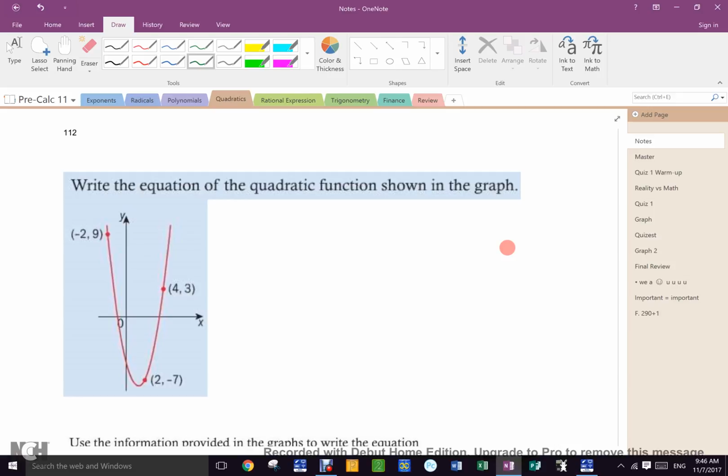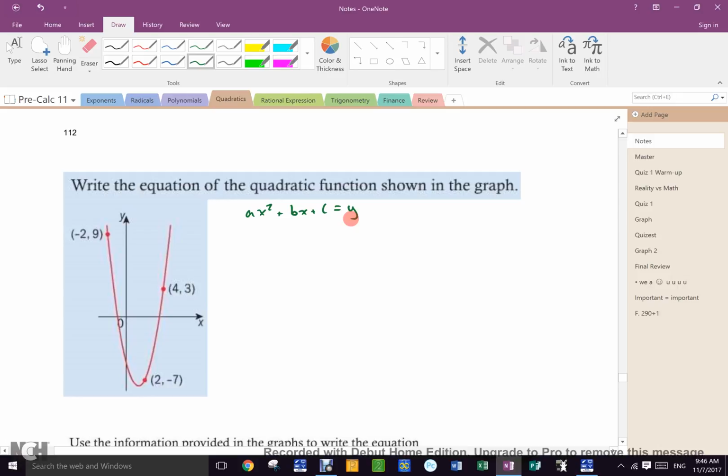All I have are x's and y's, yes? So which one uses only x's and y's? Standard form. Standard form is ax squared plus bx plus c equals y, correct? Is everybody happy with that?